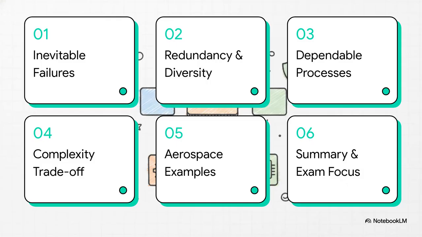Here's a quick look at our roadmap for today. We'll hit inevitable system failures, then define redundancy and diversity. After that, we'll look at dependable development processes, dive into the complexity trade-off, check out some real-world aerospace examples, and finally, wrap up with our summary and exam focus.